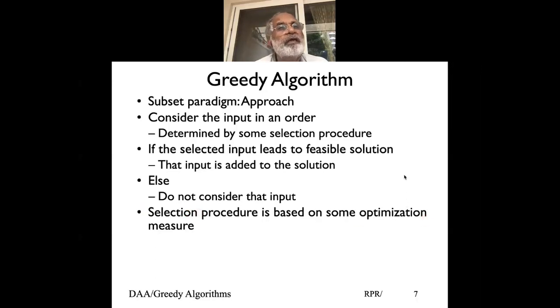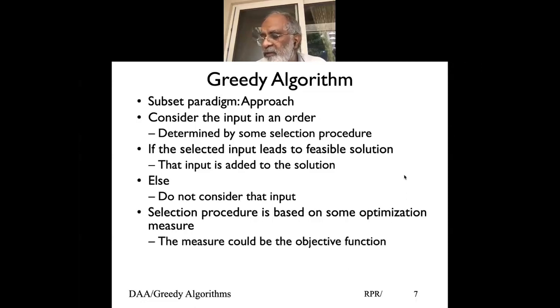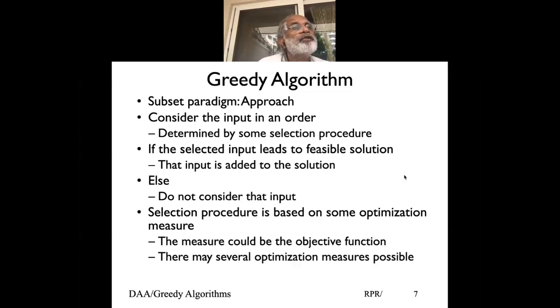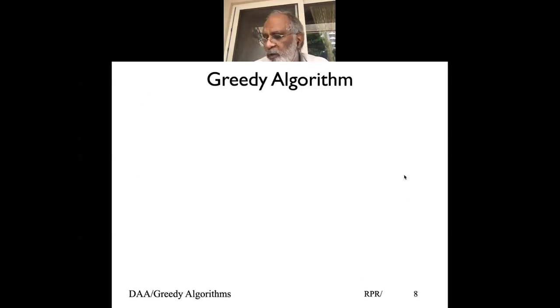The optimization measure in coin change was the minimum number of coins, while I need to meet the exact requirement, and that could be my objective function. So, is there always only one solution? No, sometimes there could be multiple solutions. Primarily, the greedy approach is what we call a subset paradigm.